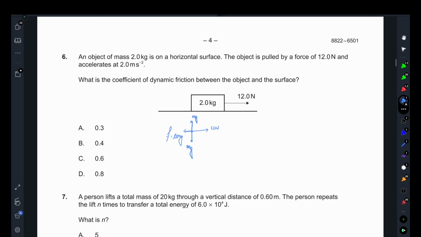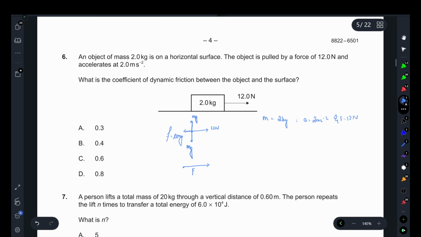Now, if we write out our different values, m is equal to 2 kilograms, a is equal to 2 meter per second squared, and F is equal to 12 newtons. So let's go ahead and figure out how this works. If this is our net force, F net, there are two forces that make it up: F, which is our pulling force, and subtracting from that, friction, or frictional force.